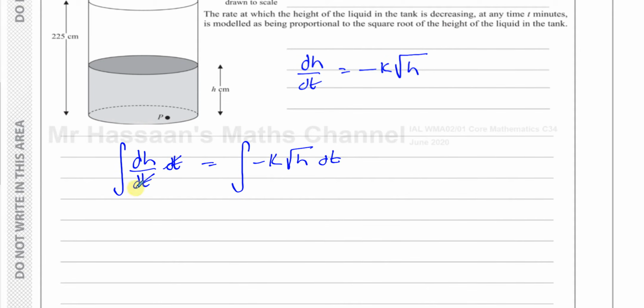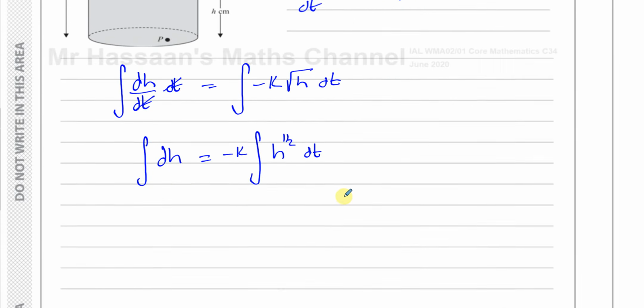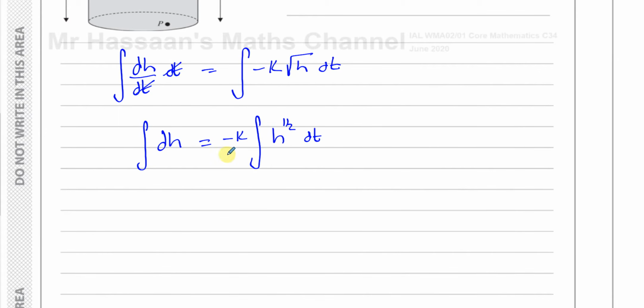Now this cancels with that. So I've got the integral of dh equals the integral of minus k times h to the power of a half dt. I'm going to take the k outside, it's just a constant, and I always like to write it outside. Now when you integrate this, you have to make sure that on the side which has a particular differential letter like dh, you have the h's. On the side that has dt, you have to have the t's.